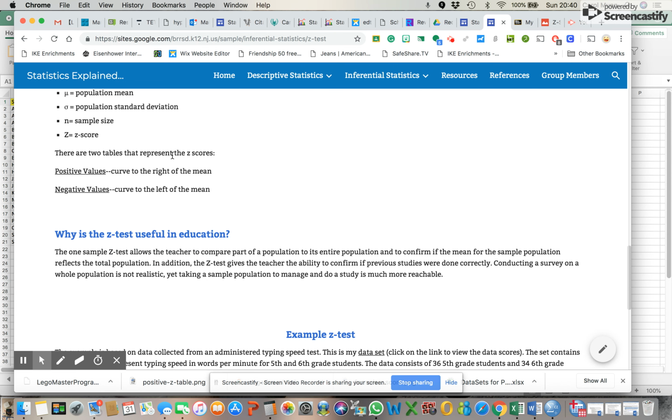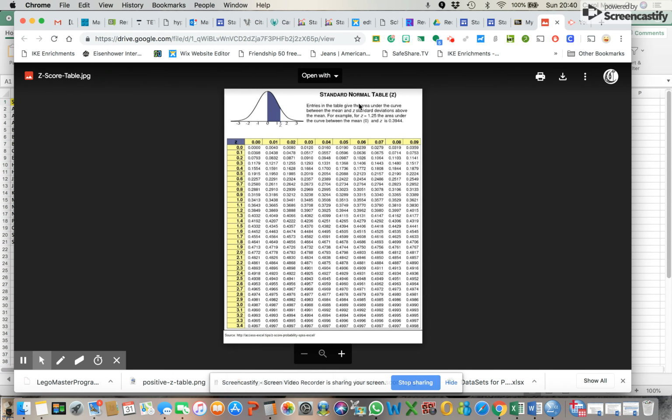Also, we get to use 2 tables that represent the Z-scores. One is the positives and one is the negative. A sample that I'm referring to is something like this, the standard normal Z table. As you can see, it's a bell curve, and then there's -3s. The minuses are on this side, and the positives are on this side.